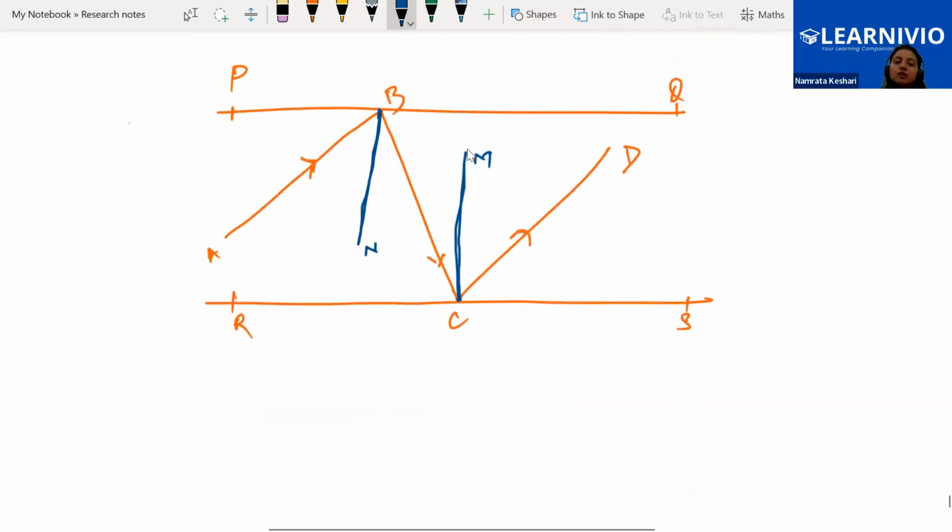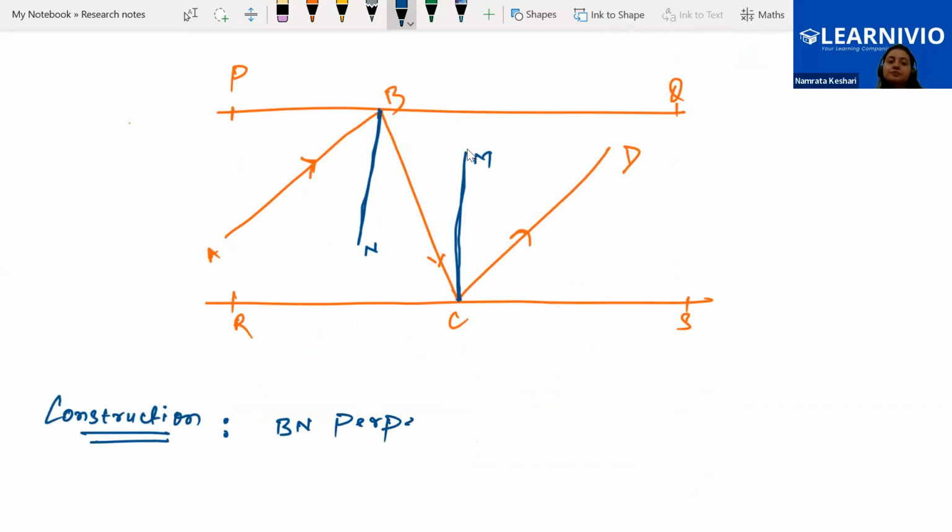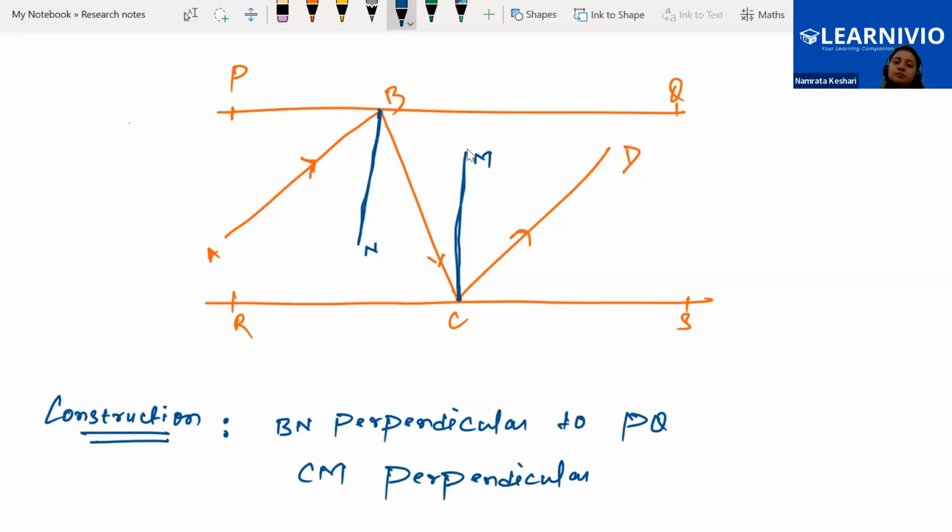So let's write the construction. As I said to you, we can do the construction anytime, which will help us prove whatever is required. So here also we will write it. We will do the construction, which will definitely help us. I'll show you how. So what we are doing in the construction: let's draw BN perpendicular to PQ, and we are drawing CM perpendicular to RS. Okay, these two lines we have drawn by ourselves.